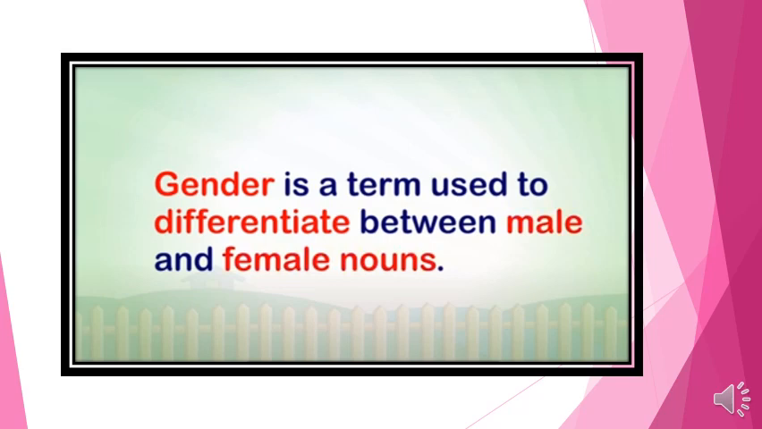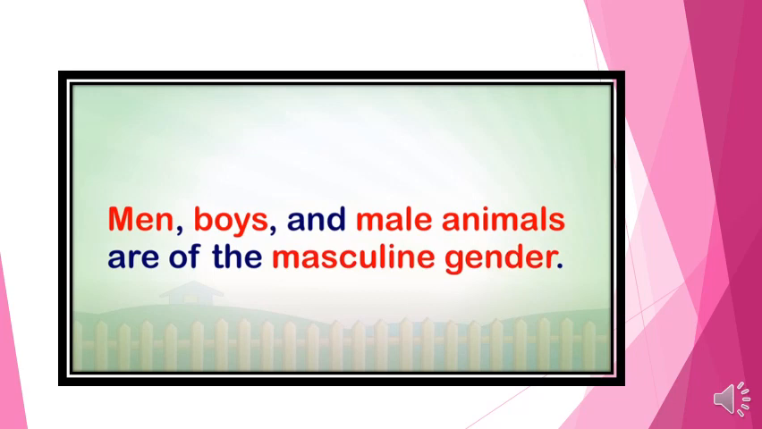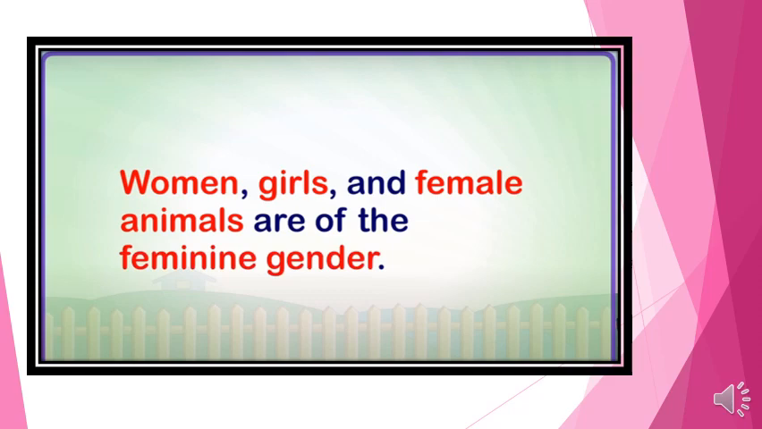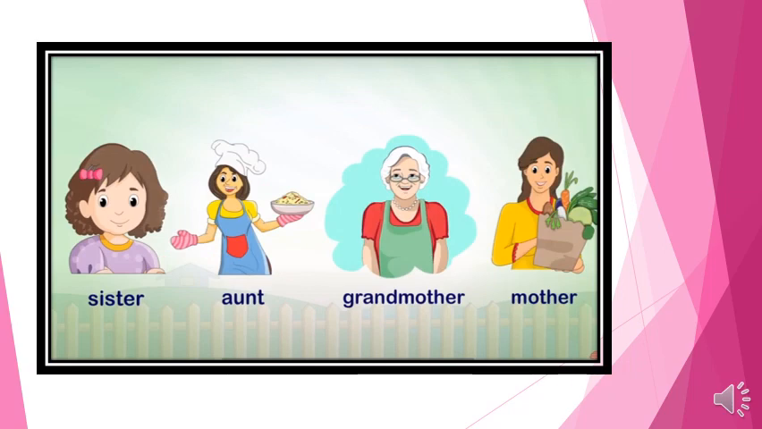Now let me tell you what is gender. Gender is a term used to differentiate between male and female nouns. Men, boys, and male animals are of the masculine gender. For example, brother, uncle, grandfather, and father. Women, girls, and female animals are of the feminine gender. For example, sister, aunt, grandmother, mother.